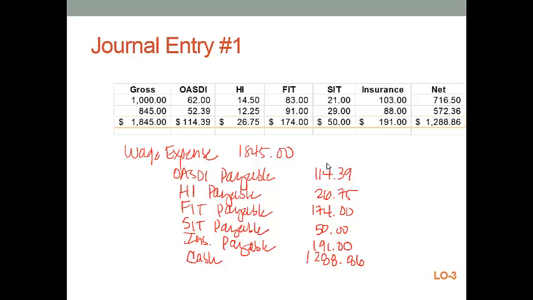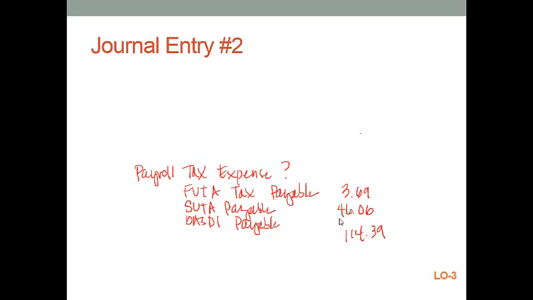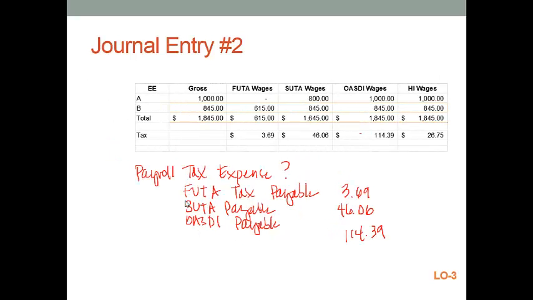This is exactly what I deducted from my employees' paychecks, because remember, you're basically matching that. It's going to be the same for HI. It should be the same for my employee and my employer. So let's go back, is it the same? $26.75. Yep. So HI payable, same thing, $26.75. So then I'll add up all of my credits, all of my payroll taxes, and I end up with a debit to payroll tax expense of $190.89.